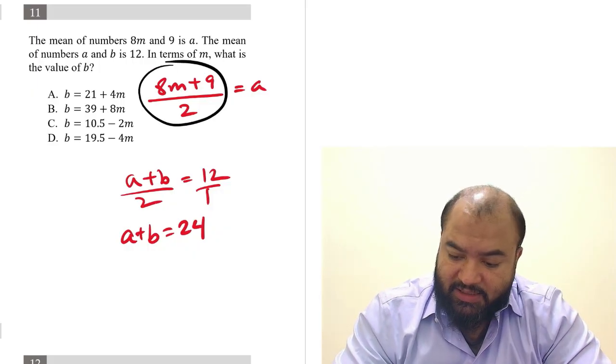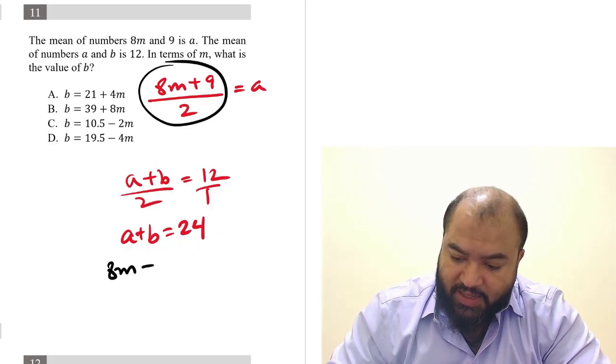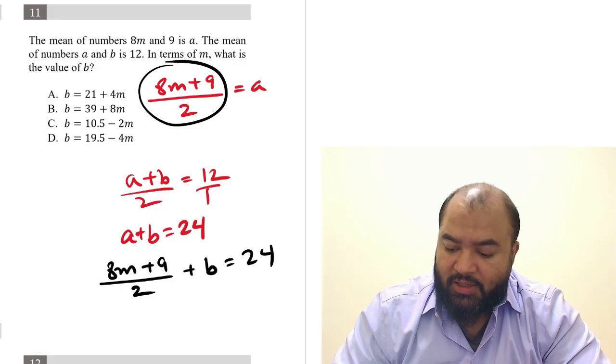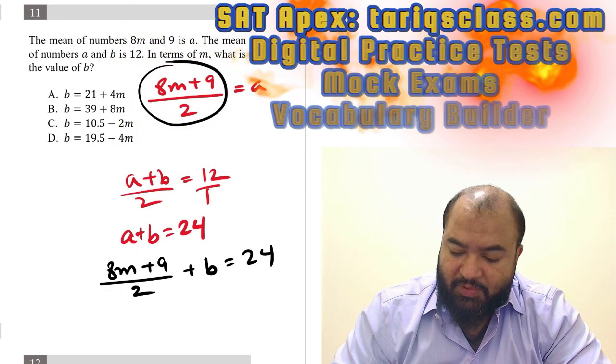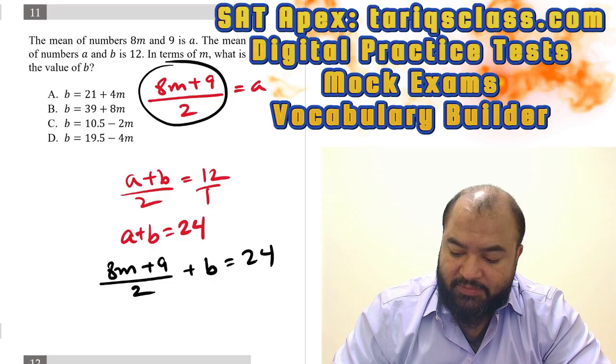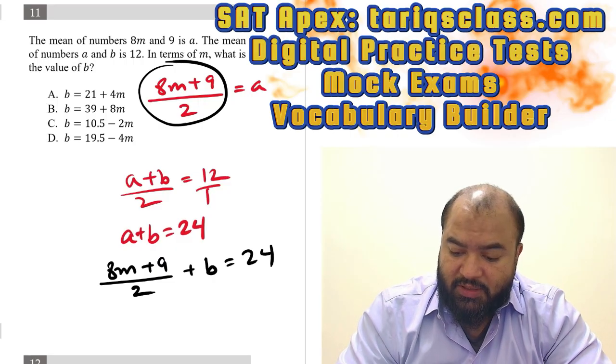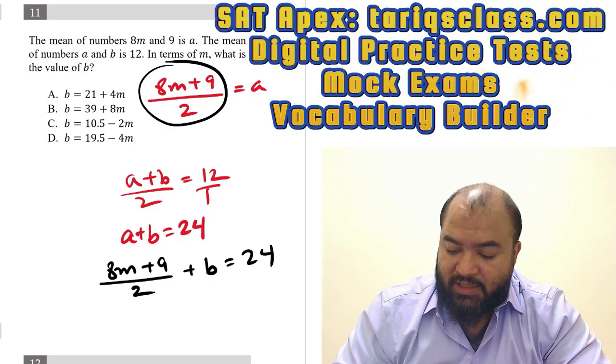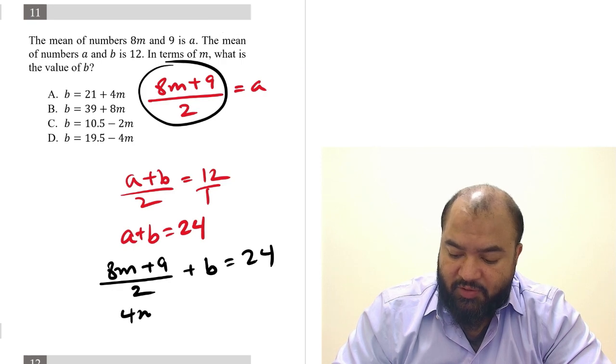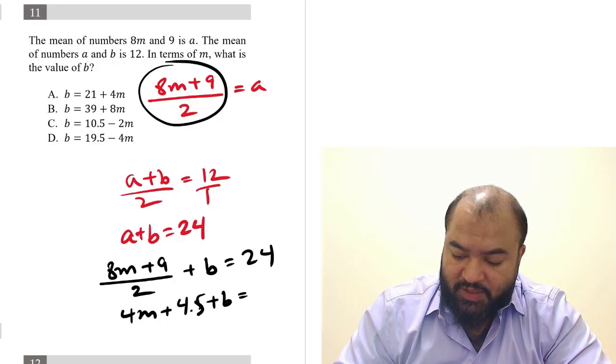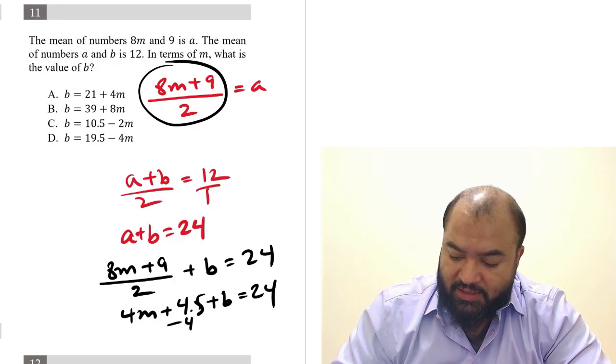Now they said A is this. I'm just going to plug it in. So instead of A, I'm going to write 8m plus 9 over 2, plus B equal to 24. Now I need to just solve for B. At first I can probably multiply this on both sides. Well, they took the path of decimals and all. So I can divide both by 2. So 8 divided by 2 is 4m, plus 9 divided by 2 is 4.5, plus B equal to 24. Now I can just do minus 4.5 on both sides and then minus 4m as well.